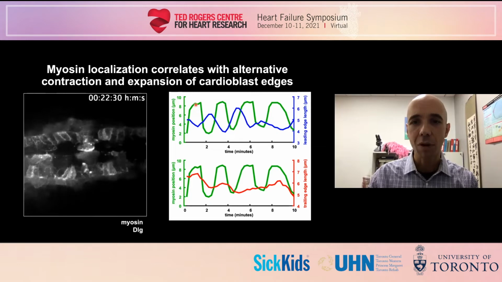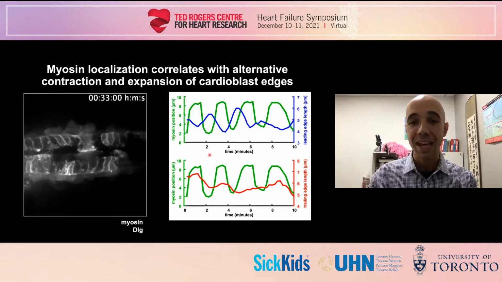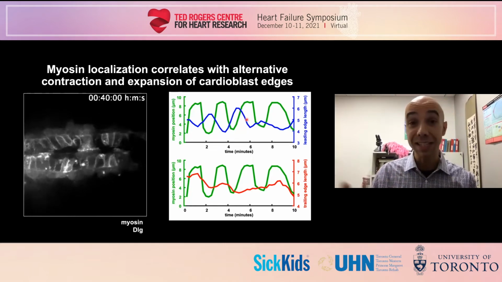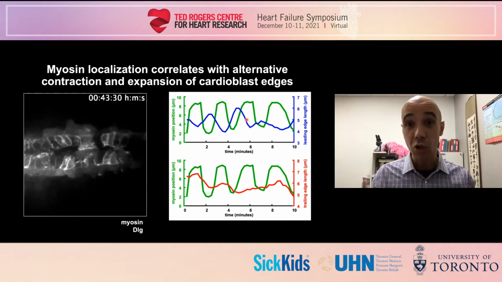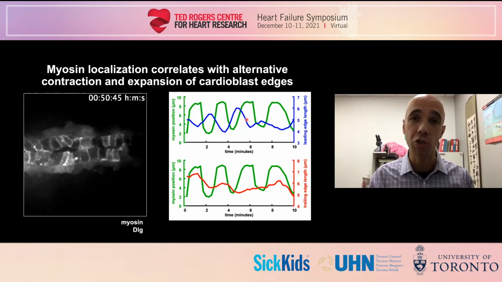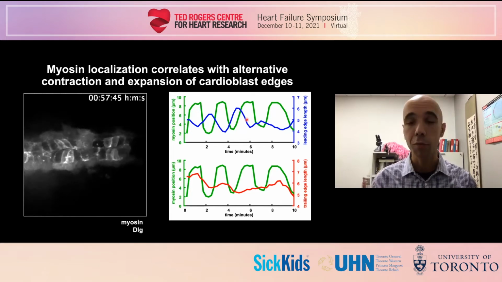Now, as myosin traverses from the front to the back of the cell, the leading edge of the cell relaxes and the back contracts. And that is repeated over and over as these myosin waves go between the back and the front of the cell, suggesting that the myosin waves are actually responsible for the cell shape changes, for the alternating and periodic contraction of the leading and the trailing edges of the cells that are associated with cell movement.